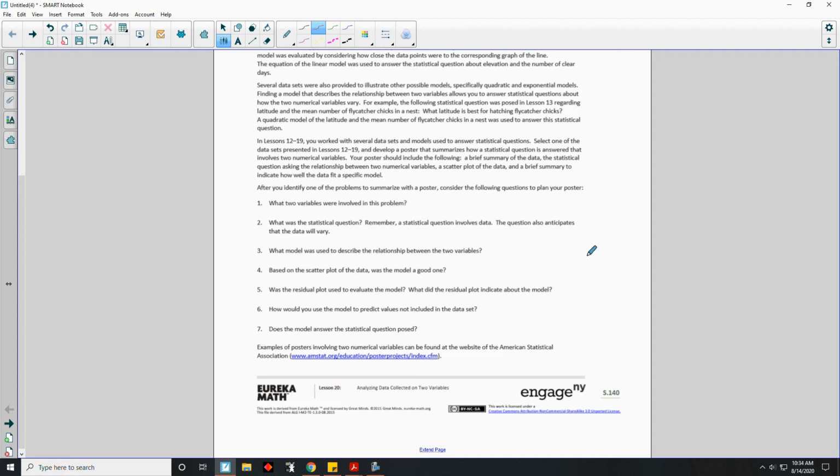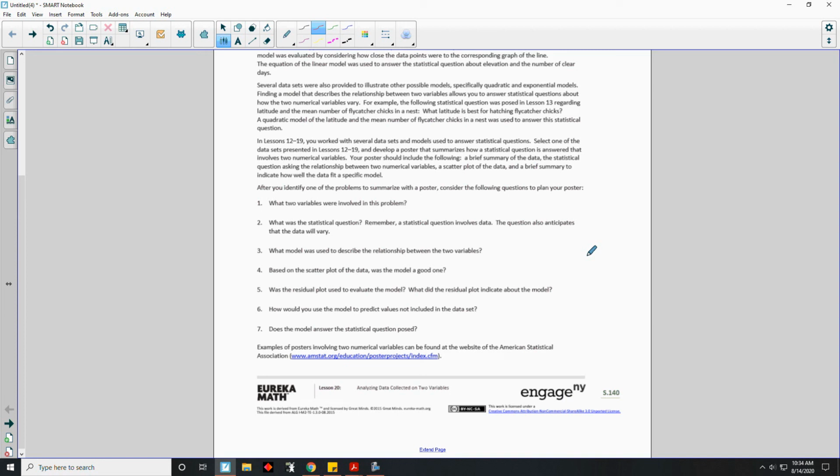After you identify one of the problems to summarize with a poster, consider the following questions to plan your poster. 1. What two variables were involved in this problem? 2. What was the statistical question? Remember, a statistical question involves data. The question also anticipates that the data will vary.